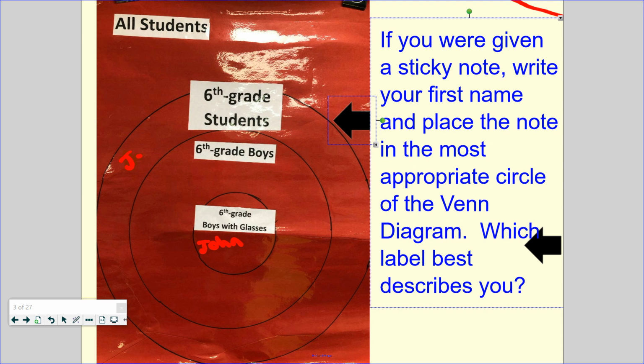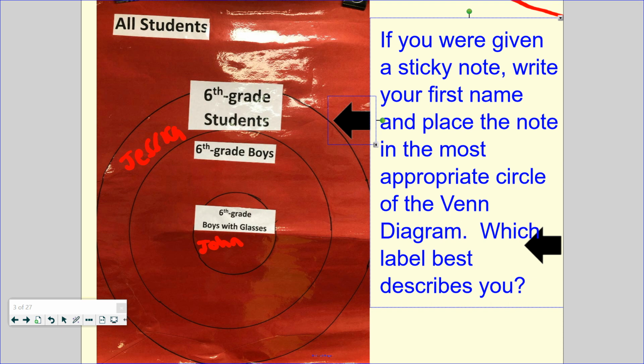No. So Jessica can be a student or a 6th grade student. But what best describes her? A 6th grade student. So like John. John is in my class. He's wearing glasses. He's a 6th grade boy with glasses. But can he be a 6th grade boy? Yes, he can. Can he be a 6th grade student? Yes, he can. Is he a student? Yes. But what is the best description of him?